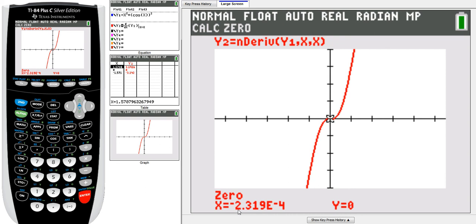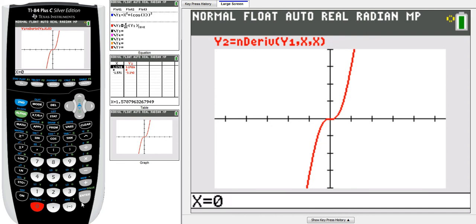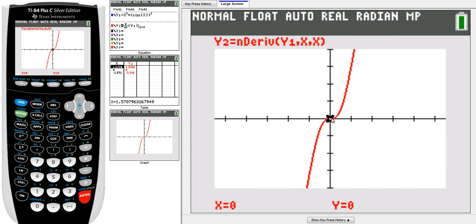Are you going to write that down? No. You are going to be smart enough to recognize that negative 2 times 10 to the negative 4 is essentially 0. If I hit trace and plug in 0, I see that 0, 0 is actually the point. That's a kind of rounding error that I'm not going to worry so much about. So we're going to go with 0, 0. Okay, so x equal to 0 is going to be my critical value.